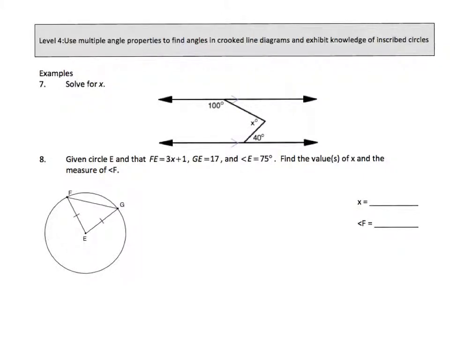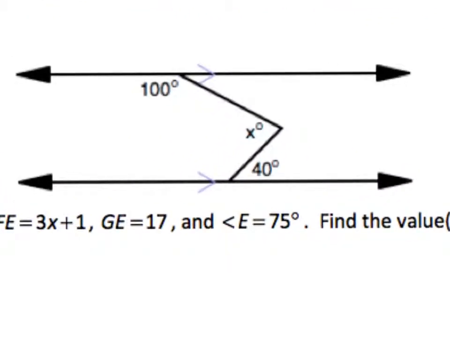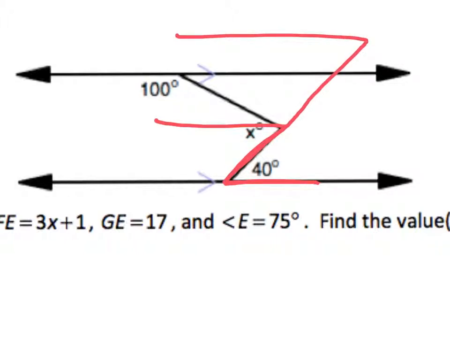Level 4 is using multiple angle properties to find angles in crooked line diagrams and exhibit knowledge of inscribed circles. So you actually saw crook problems in your sophomore class, but we'll go through another one. They're just properties of parallel lines. When you've got a crook problem, remember that you can't just apply the Z that we showed you before, because I don't have a line here, and I can't just take it all the way up here. That's not going to help us.